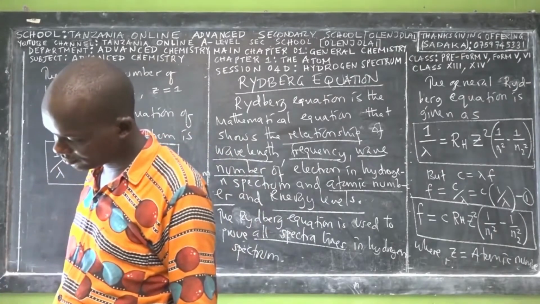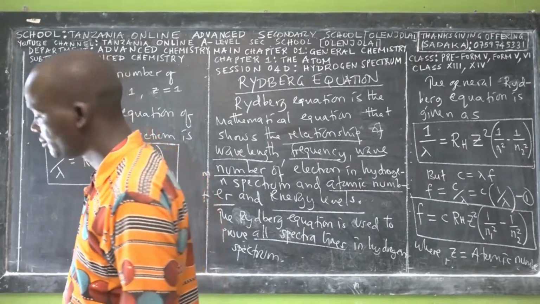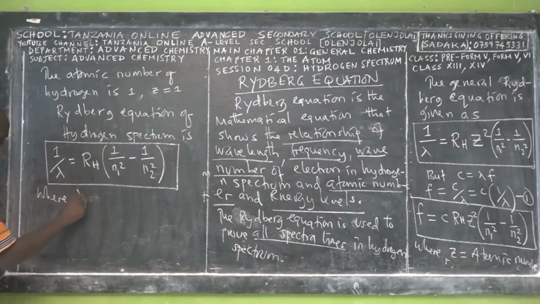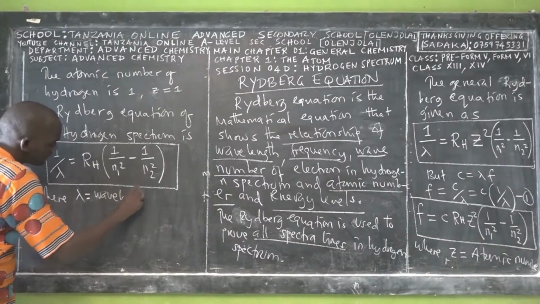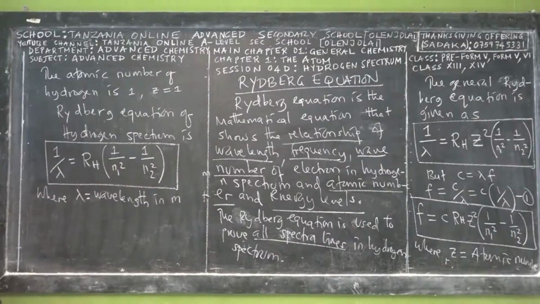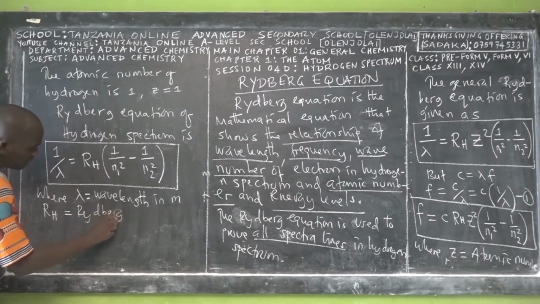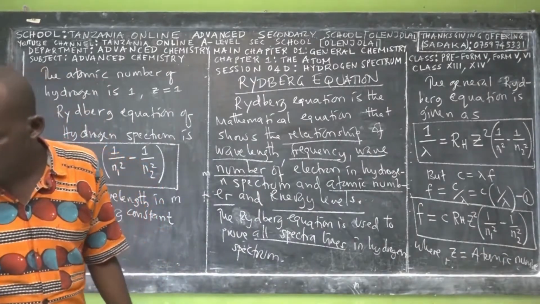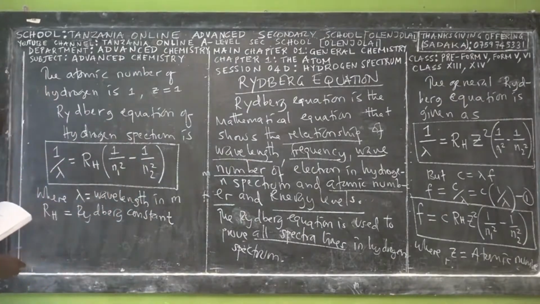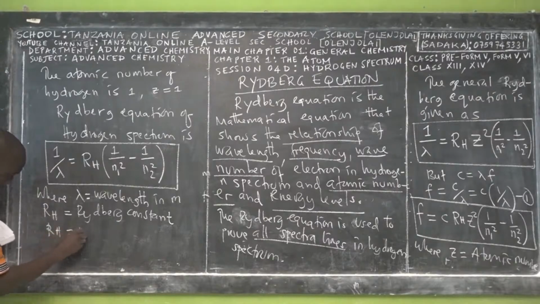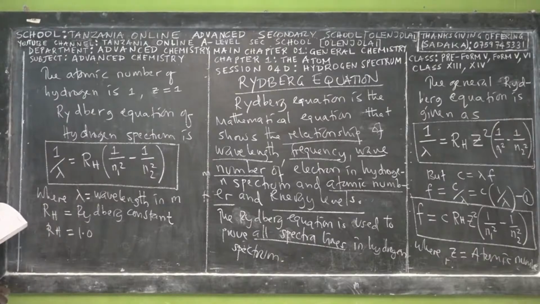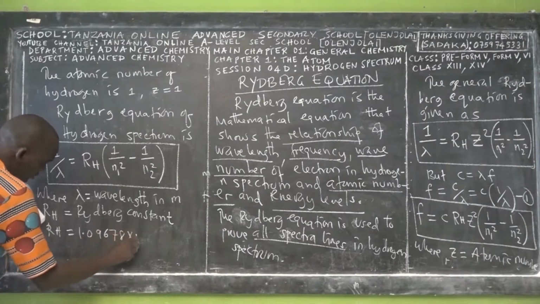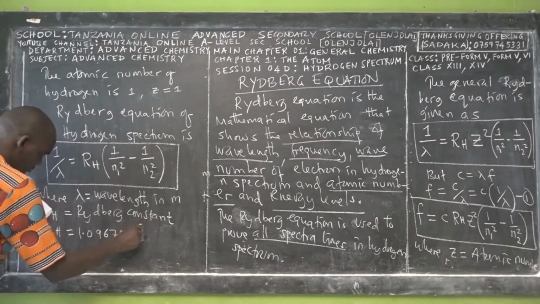Let me define the terms. Lambda stands for wavelength in its unit, which is meter. And R_H stands for the Rydberg constant, and its value is 1.096678 times 10 to the power 7.